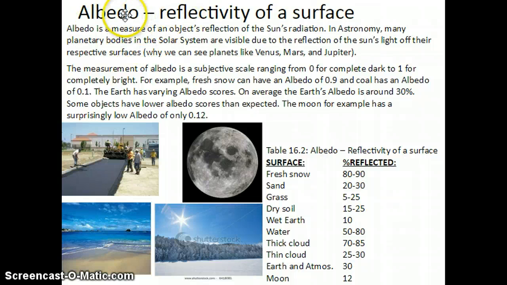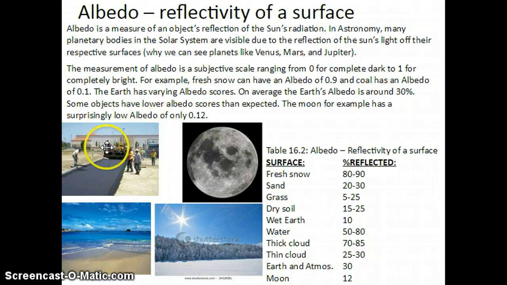So when I move on here to the concept of albedo, this is the reflectivity of a surface. This is the measure of an object's reflection of the sun's radiation. In astronomy, many planetary bodies in the solar system are visible due to the reflection of the sun's light off their surfaces, which is why we can see certain planets. Different objects have different lightness or darkness. Light, fresh snow is about 80 to 90% reflectivity. That's the percent reflected. The moon doesn't reflect much at all. It actually absorbs a lot, but some gets reflected, and the moon has a surprisingly low albedo of 0.12.